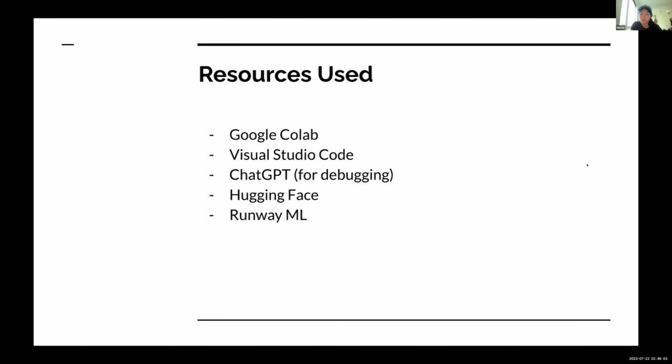And then for our resources, we used Colab for the model and then VSC for the front end and back end. For debugging, we used ChatGPT, and then we tried to use Hugging Face for an API, but that didn't end up working out. And then Hanzhen used Runway ML for the video. Okay, and then for a quick demo, Eric, go for it.